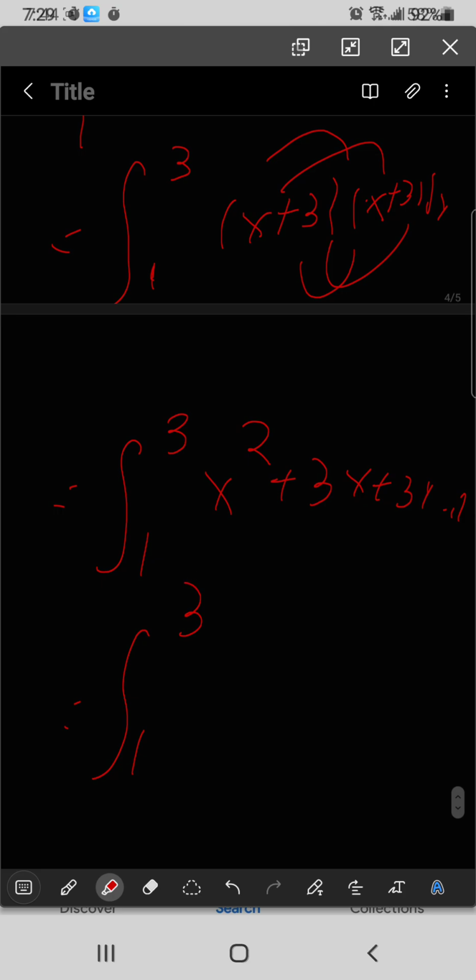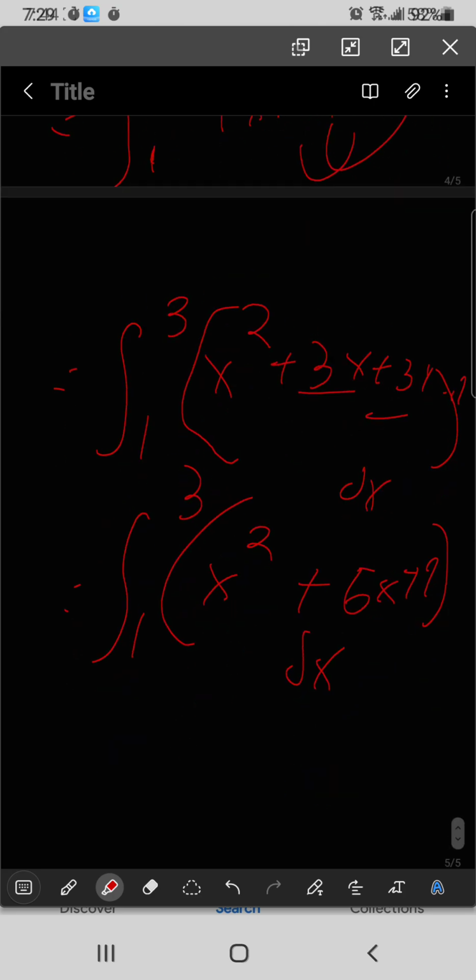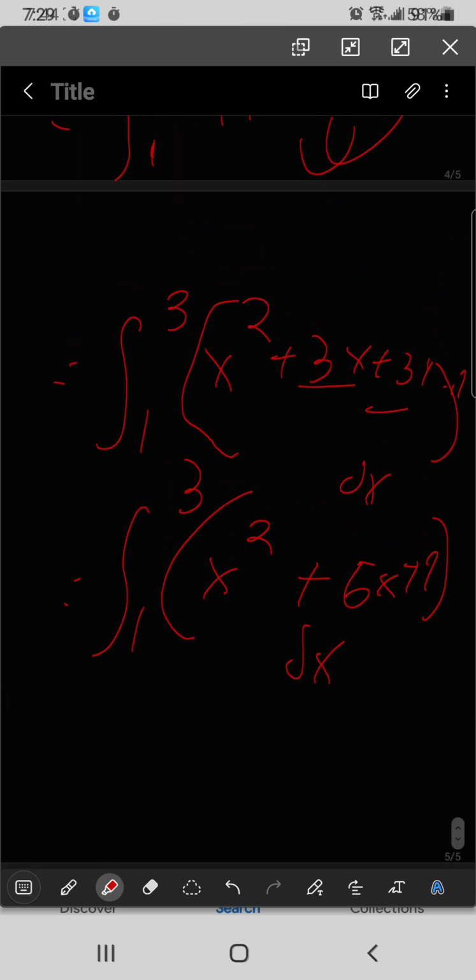So now we're going to add these two to simplify. So we have x squared plus 6x plus 9. And keep in mind, we still have a dx term. So therefore, you have x cubed divided by 3 plus 6x squared divided by 2, which is 3x squared, plus 9x, evaluated from x equals 1 to x equals 3. First, second, okay.